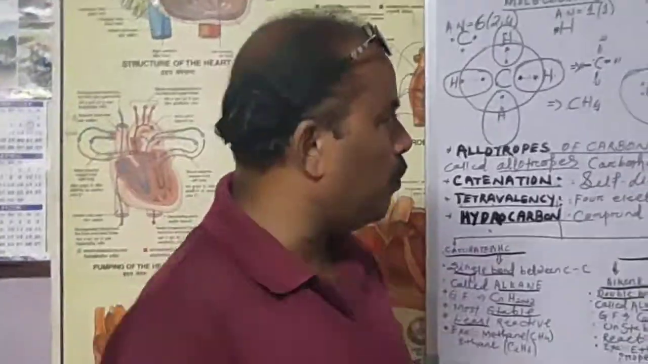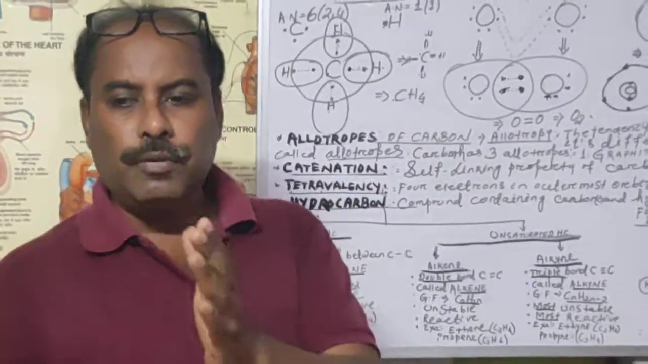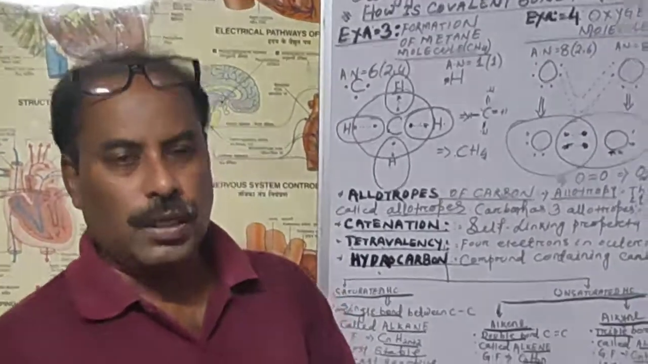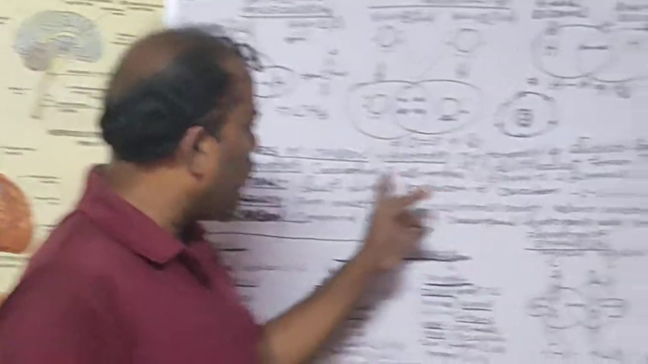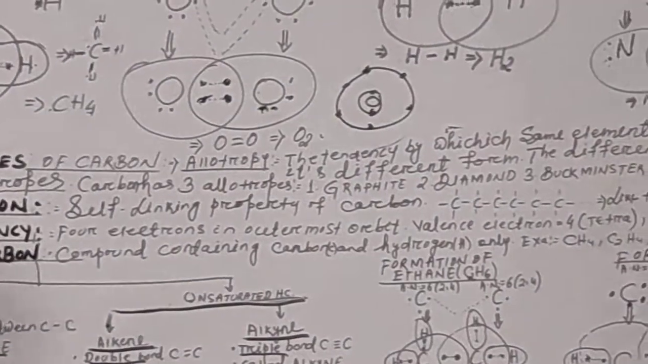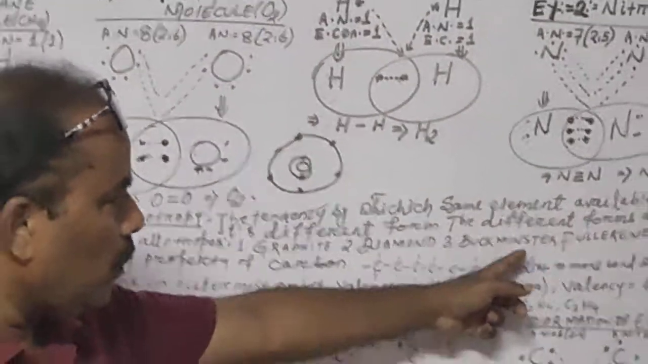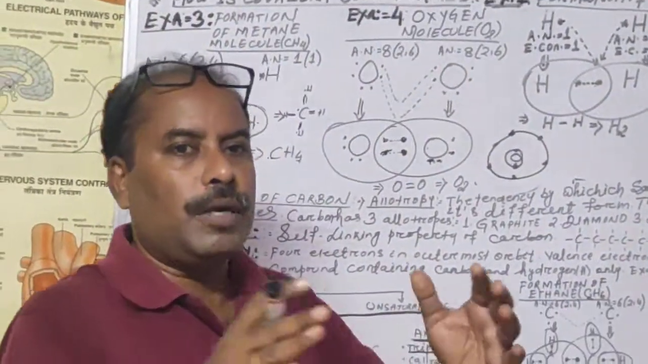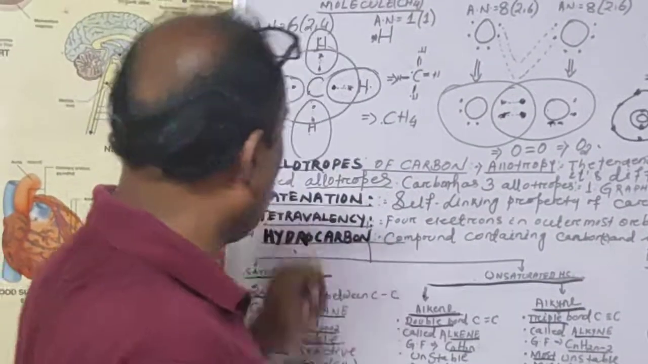So carbon has allotropy. Allotropy is the property by which the same element is available in different forms, and these different forms are known as allotropes. So here carbon plays a triple role. What triple role? Carbon is available in three other forms which are pure carbon. Graphite, it is pure carbon. Diamond, it is pure carbon. Buckminster fullerene, it is also pure carbon. Only carbon is available, but in different design, different form, different property. That is called allotrope.